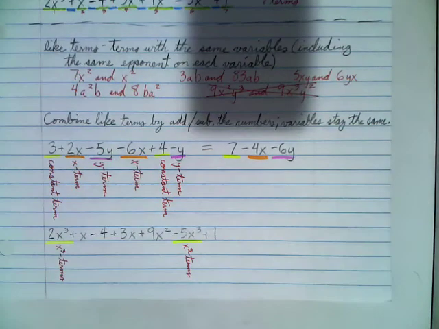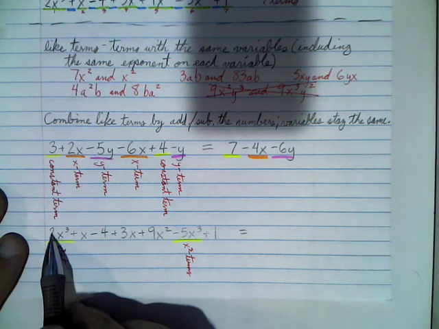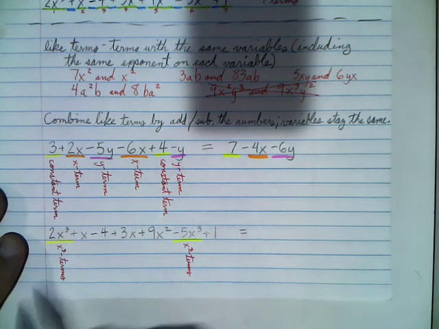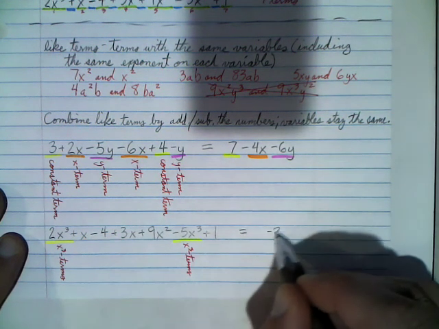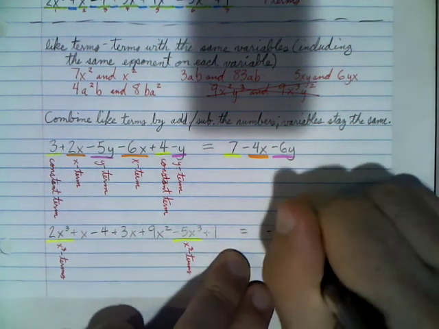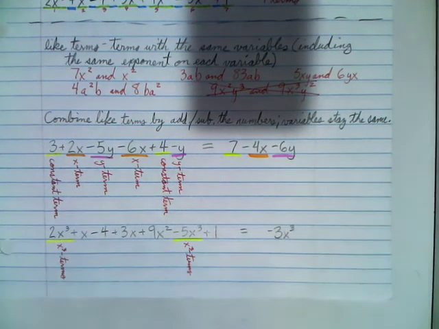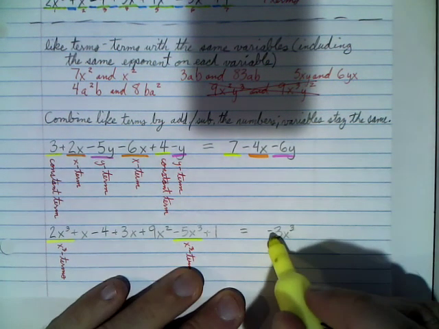So let's just start by putting those together. We'll leave a little space there. So I've got a positive 2 and a negative 5. Positive 2 plus negative 5 gives me a negative 3. And that'll still be x cubed.